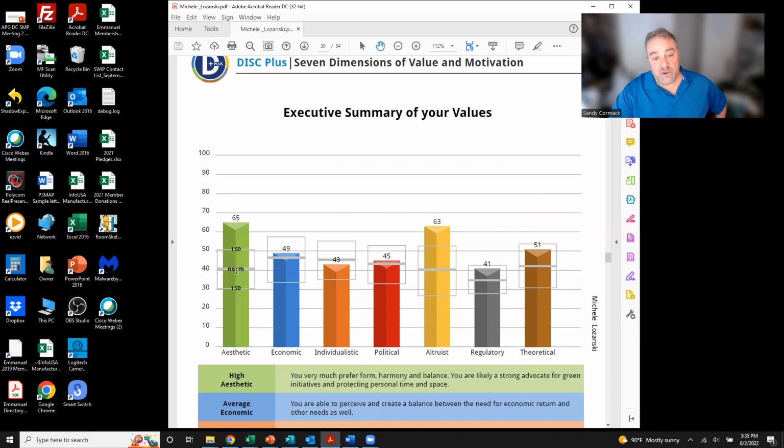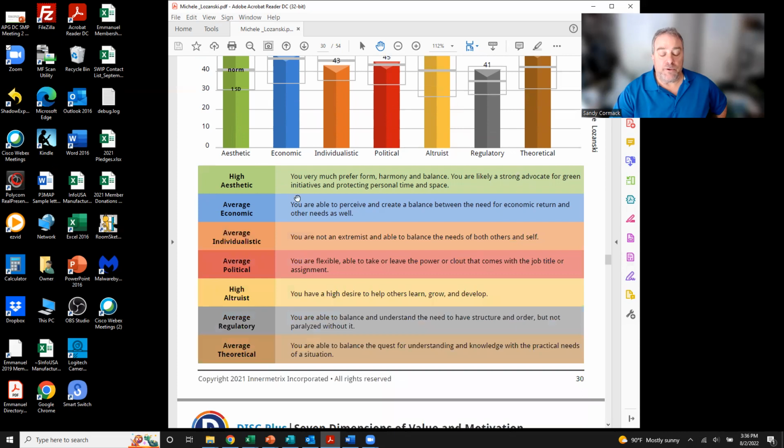So what this is telling you is 68% of the people who have ever taken this assessment have scores that fall inside of this box. So when we talk about high and low scores, we're looking at the score above and below that box. So this person has high scores in aesthetic and altruist, and then they have scores inside the box for everything else. And on their executive summary, it has a short explanation for each one of them.